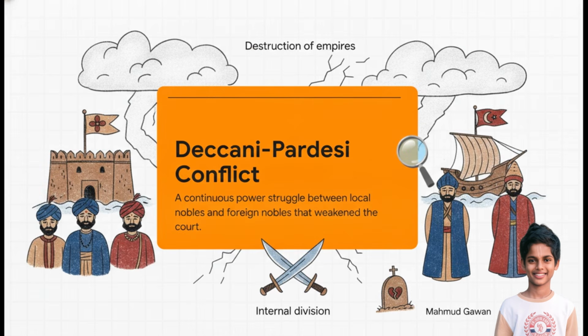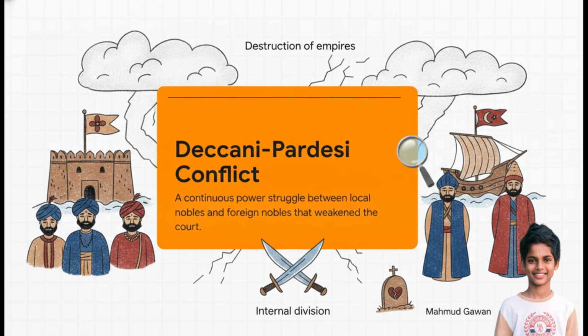But here is where the drama really kicks in, class. This is a perfect example of how internal fighting will absolutely destroy an empire. The royal court was split into two totally bitter, scheming factions. On one side, you have the Deccanis, who were the local nobles. On the other side, the Pardesi nobles, who had come in from Iran, Turkey, Arabia, and Central Asia. The locals basically looked at the Pardesis as outsiders, and the two sides were just constantly plotting against each other.